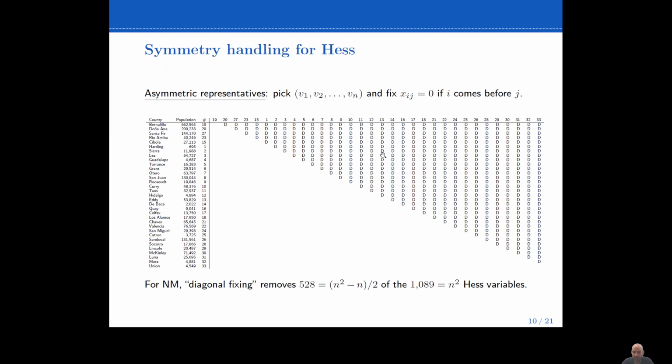And we like to call this diagonal fixing because of this picture. So here we have the 33 counties of New Mexico on both axes. They're ordered in a particular way that we'll talk about, how we got this ordering, and then those entries that are above this main diagonal, we are able to fix to 0 with this idea. So we put a little d here in this table. And again, that fixes roughly half of these variables up front.